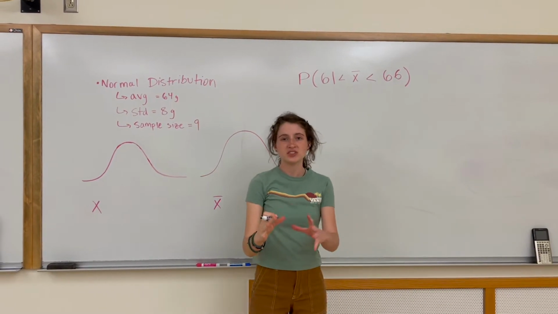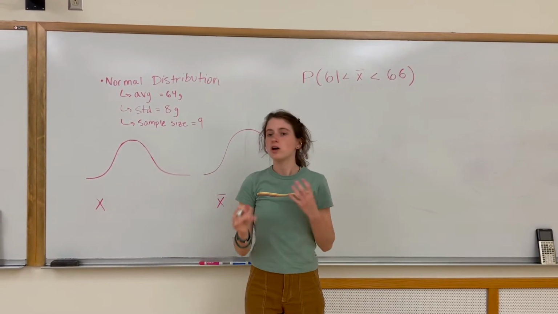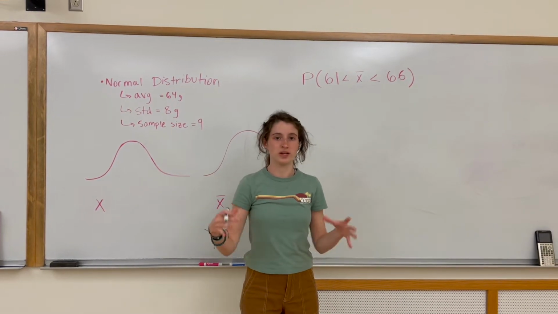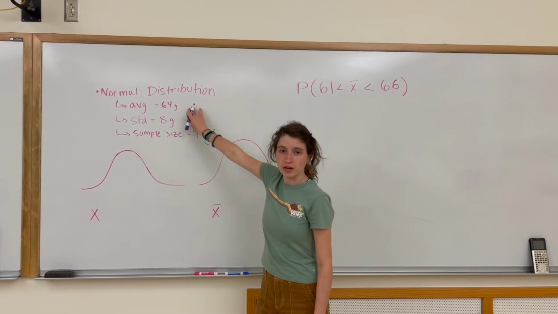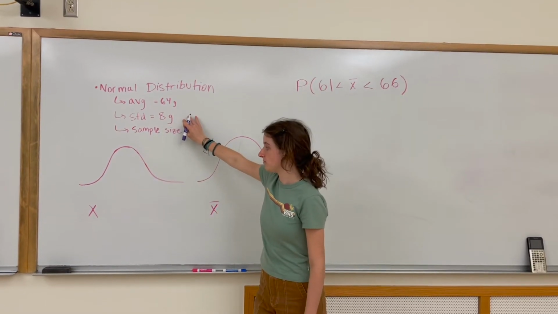So you can take this information as the true average of all sugar intake of all Americans, because we can assume that this study represents all Americans. The true average is 64 grams and the standard deviation is 8 grams.